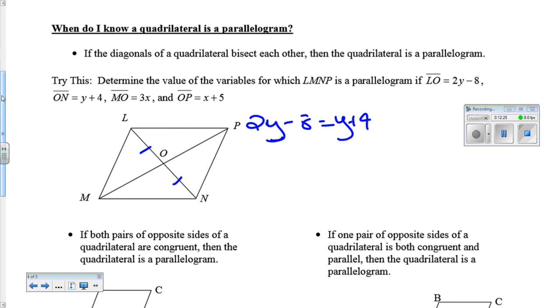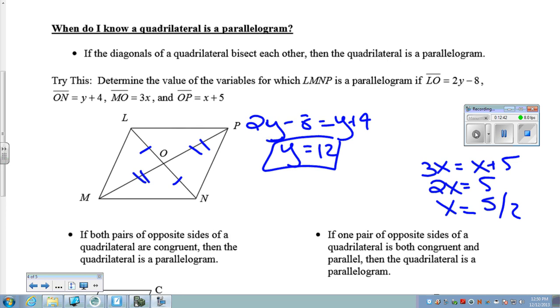Likewise, for x, I'm going to put MO equal to OP. And I'm saying that if it is truly a parallelogram, I can find a number that is going to work so that the two sides are equal to each other. Okay, please pause the video and solve these two on your own.